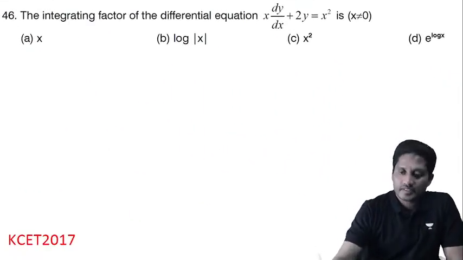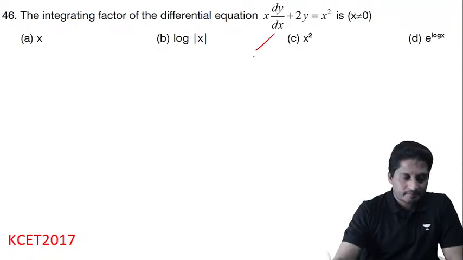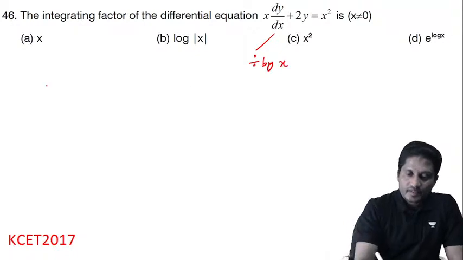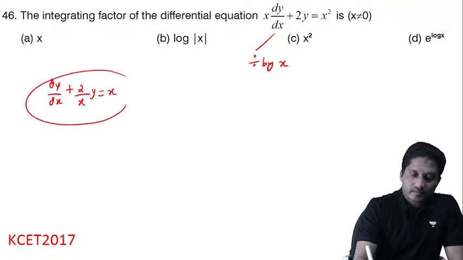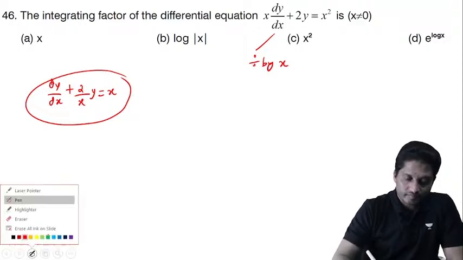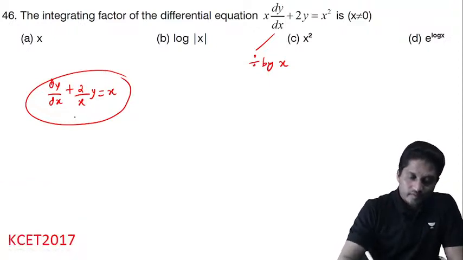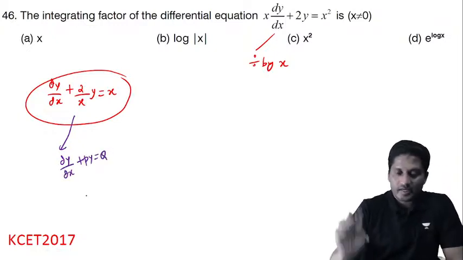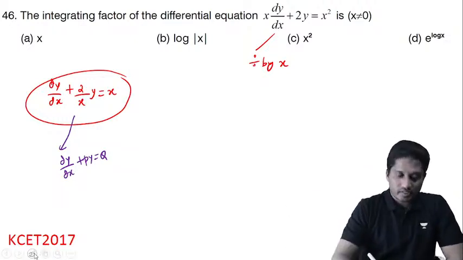Integrating factor of this equation. If I divide throughout by x, it becomes dy by dx plus 2 by x into y is equal to x. Now this is of the form dy by dx plus Py is equal to Q. I want only the integrating factor, so it will not take much time. P is equal to 2 upon x.